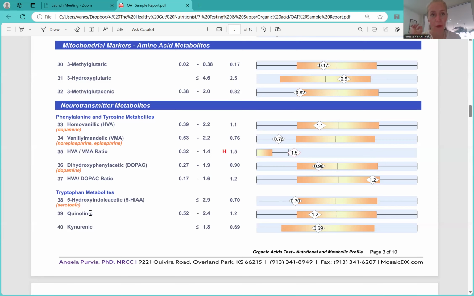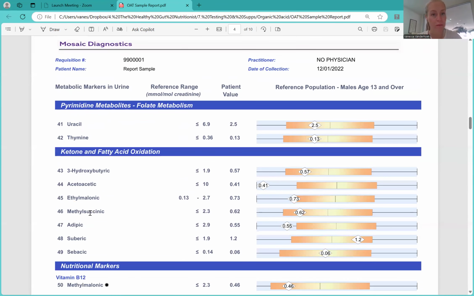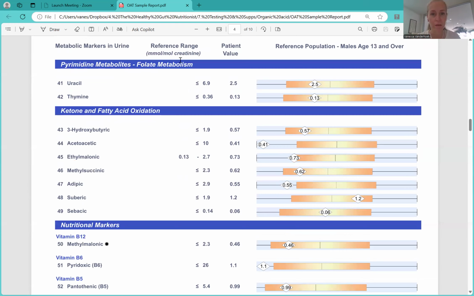For instance, quinolinic is neurotoxic to the brain. So if you have or your child has high quinolinic, we've got to get that under control. It's like the brain is on fire. So what we've got to do is work through how do we hose that down. And I use this plus some of the other markers in the test to give us clues. Folate metabolism. Folate's incredibly important for healthy cell development. So we're always looking at that.